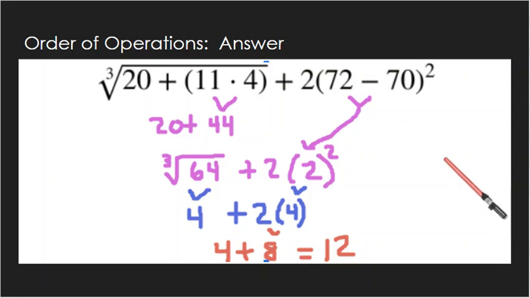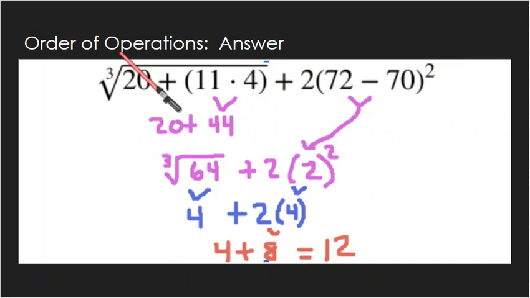All right, another order of operations question here. What we have is the cube root of all this stuff, and then plus 2 times 72 minus 70 squared. So, order of operations, GEMDAS, right? Groupings. This technically is a big grouping symbol, so I have to do everything underneath here first before I can add it to all this stuff over here.